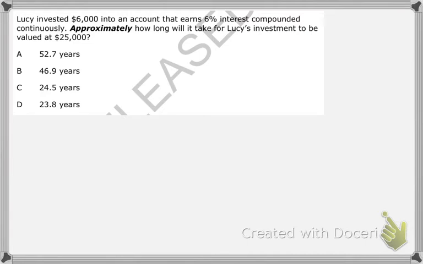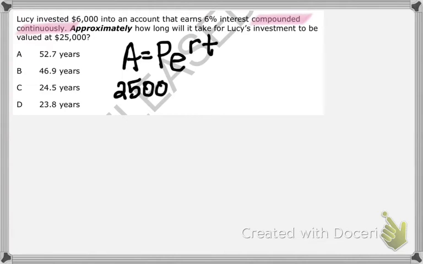So key thing here is it's compounded continuously. This formula will not be given to you, so you need to know that continuous is P times e raised to rt. So we do know that we want to get to 25,000. We know the initial was 6,000. And then I have e, and my rate is 6%.